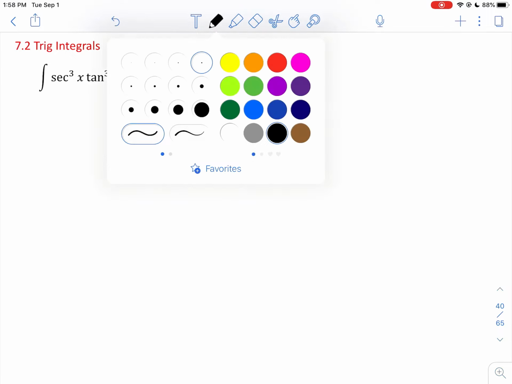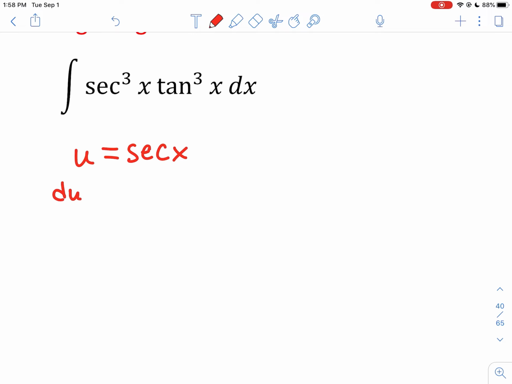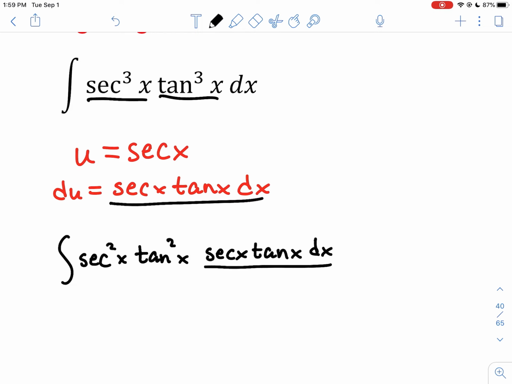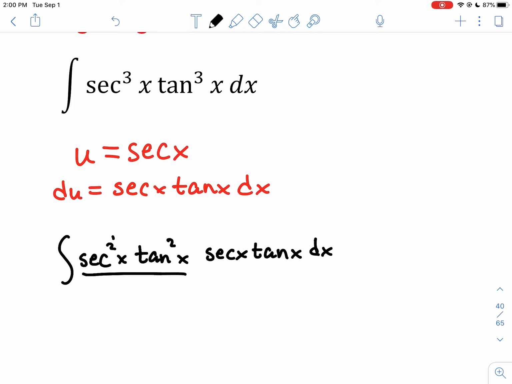I'm just going to see what happens if I let u be the secant of x. Well, then the du would be secant x, tangent x, dx. So I'm going to make that du by taking one of these secants and one of these tangents to make a du. So this secant cubed I'm going to break up into a secant squared times a secant, which I'll put at the end. The tangent cubed, I'm going to do something similar. I'm going to make it a tangent squared, and then the extra secant and tangent I'm going to push off to the side, right next to the dx, so that I can see what part of this is going to become the du.